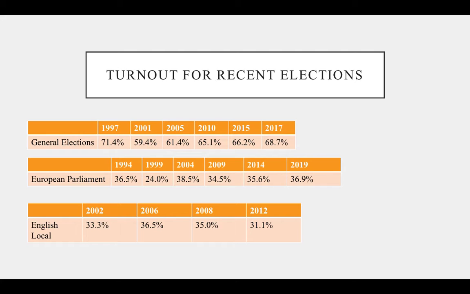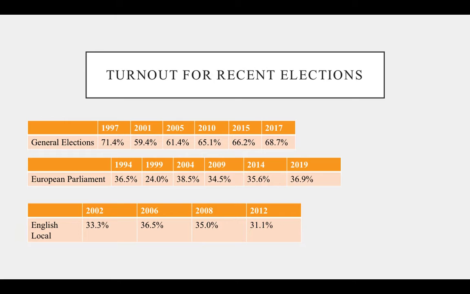And then finally, English local elections have very low turnout as well, between 30 and 40%, the highest being in 2006 at 36.5%. But there's not really a trend there. The trends we can find with general elections are quite interesting because although we have seen, following 2001, an increase in turnout all the way up to 2017, it's still significantly lower than in other countries.